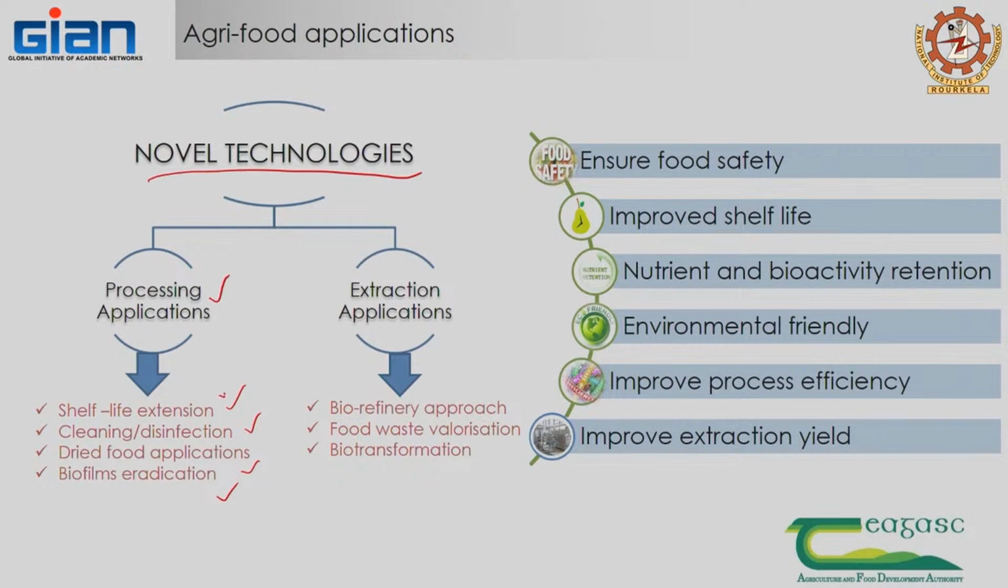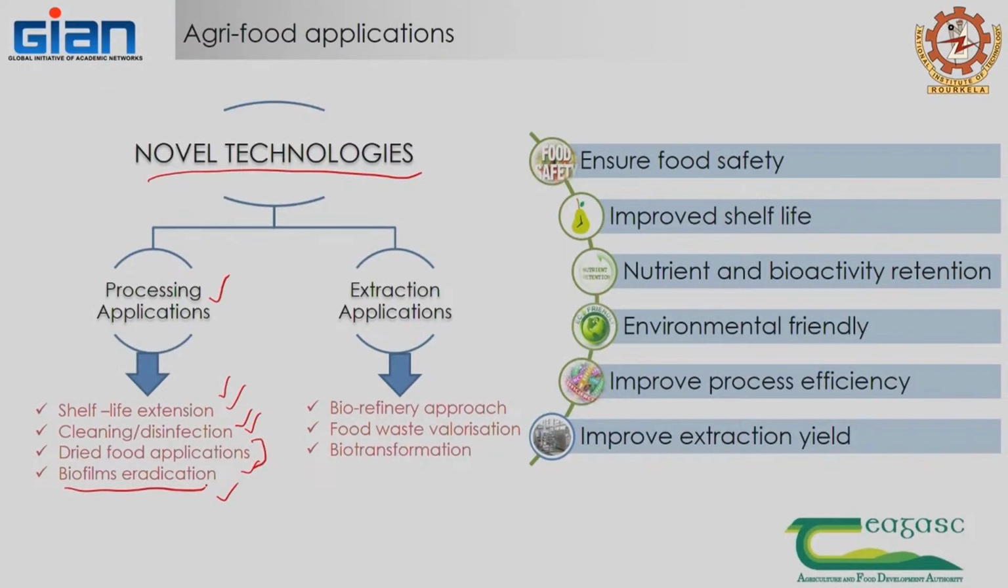One is how we can extend the shelf life of seafood or seafood related ingredients or products. Cleaning and disinfection, that means how you can clean or disinfect them, an alternative to chlorine related processes. And dried food application, that means when you are getting an ingredient at low temperature, where you are not exceeding sublethal temperature, you need a technology to extend their shelf life. Biofilm eradication becomes an important element, because if you are using a conveyor or a spray dryer, there is membrane fouling, so how can you remove those biofilms?